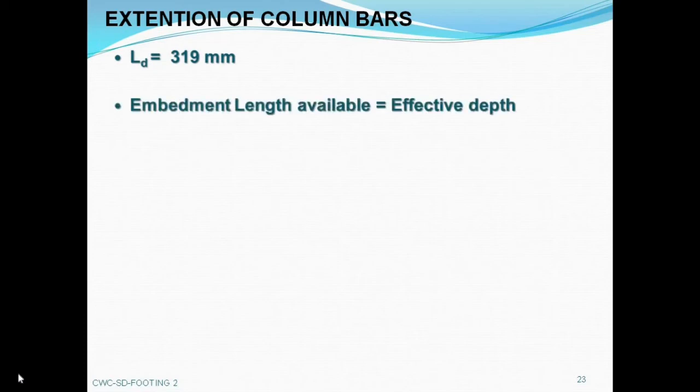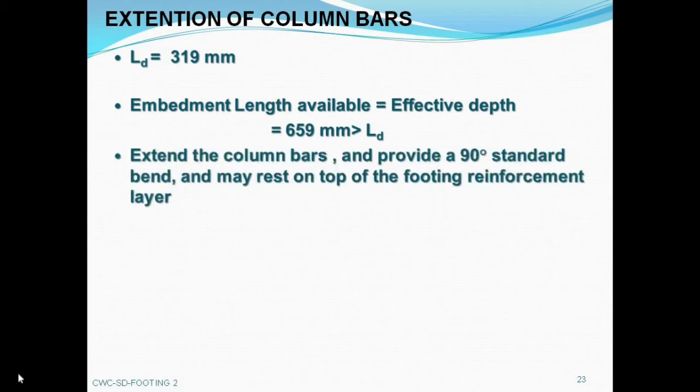We have calculated the required development length as 319 mm. Now let's see the embedment length available, that is equal to the effective depth of 659 mm, which is greater than the development length calculated. So we can just extend the column bars into the footing and provide a 90-degree standard bend, and it can rest on the top of the footing reinforcement layer.